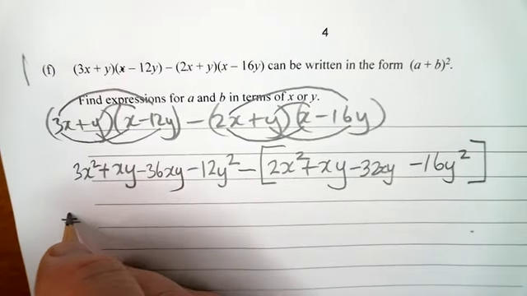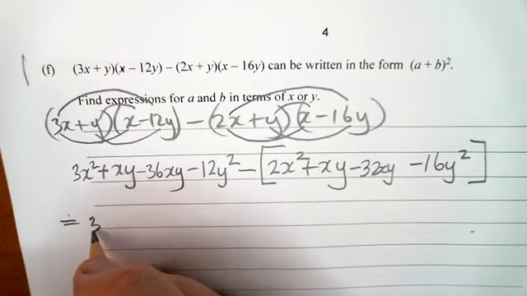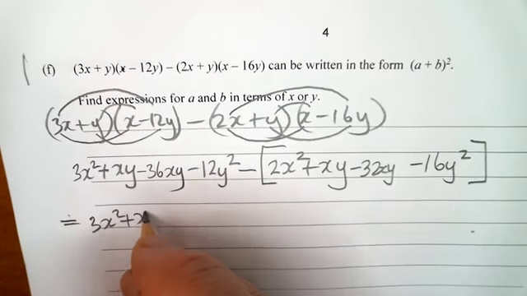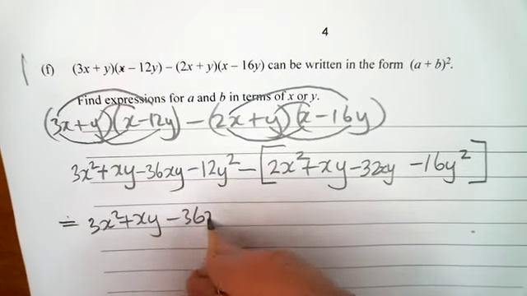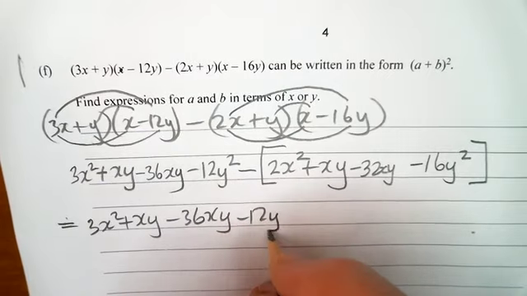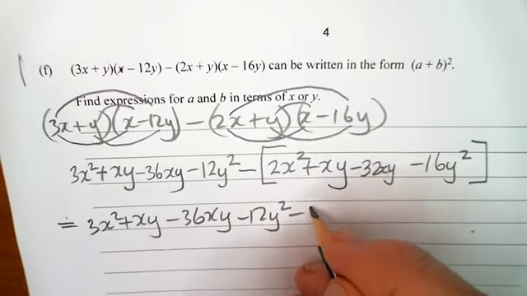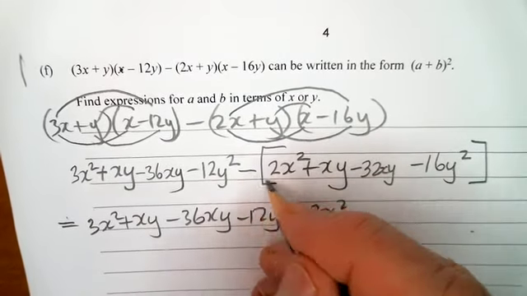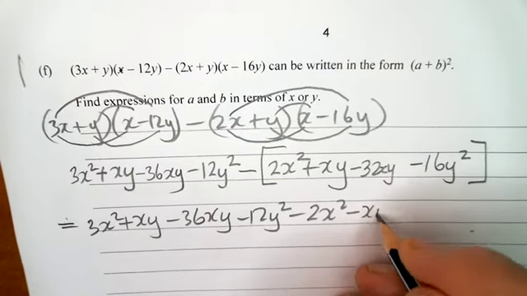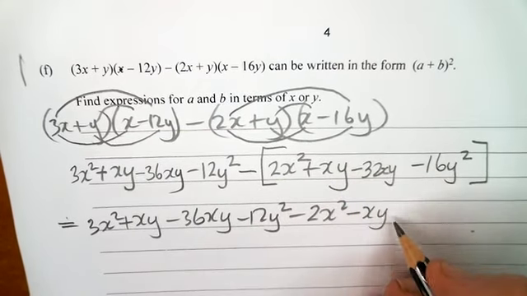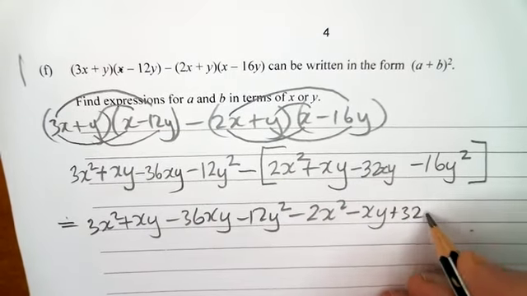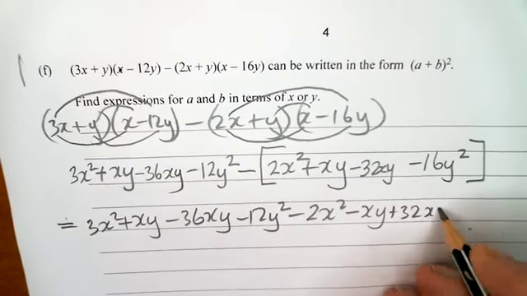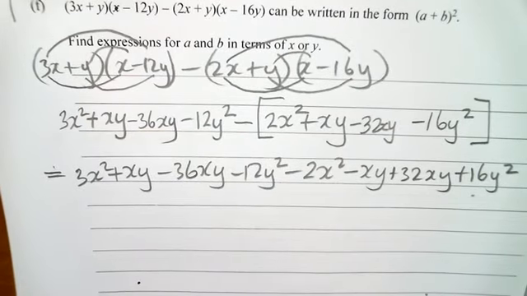So that equals 3x squared plus xy minus 36xy minus 12y squared. This now is minus 2x squared. This is minus xy. This is a minus minus, which is a plus 32xy. And a minus minus is plus 16y squared. All right, so quite a lot to cope with here.